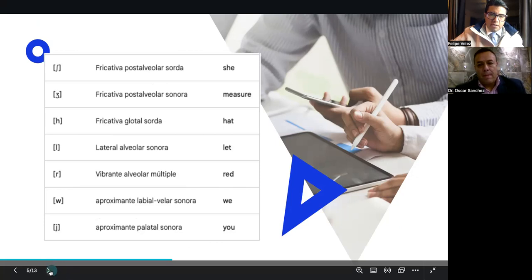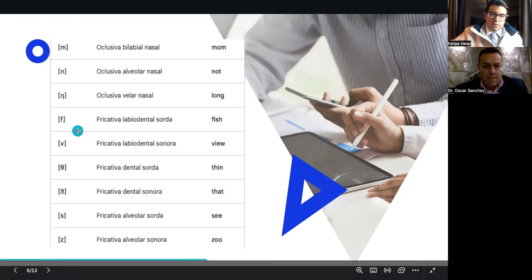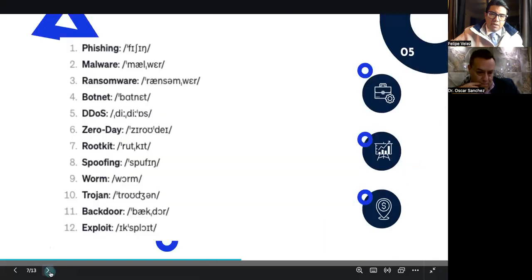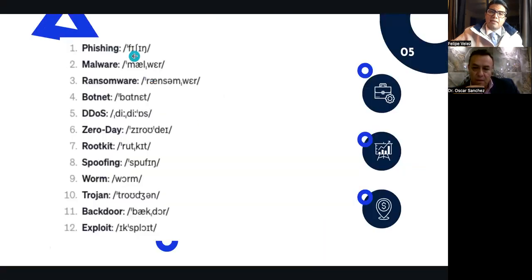You're always going to check how the sound appears here. For example, fish. Fish. You see, it's different. So look at this again, phishing. Look at the pronunciation. When you go fishing to catch a fish, it's with an F sound. And when we talk about cybersecurity, it's phishing.